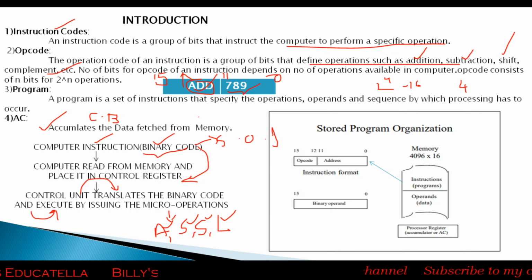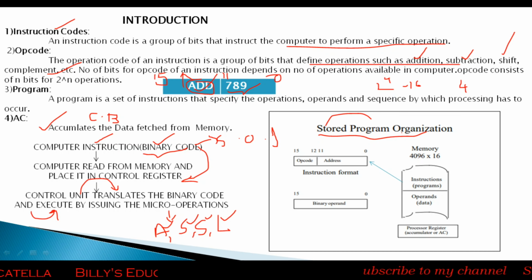Here there is a small hardware implementation. Here is the stored program organization. In the stored program organization, the memory consists of 4096 words.